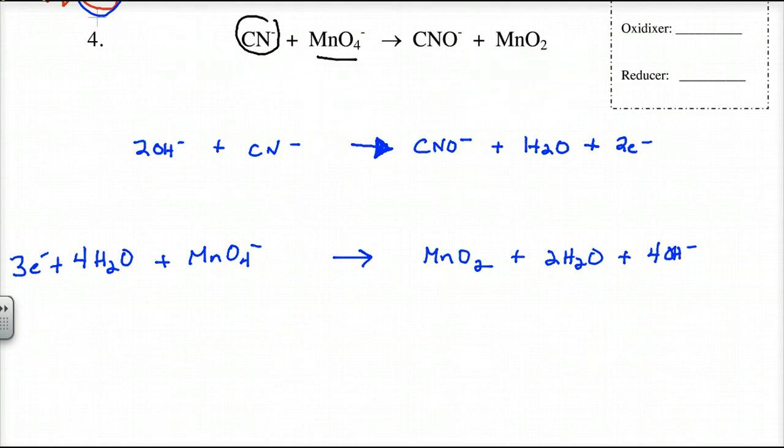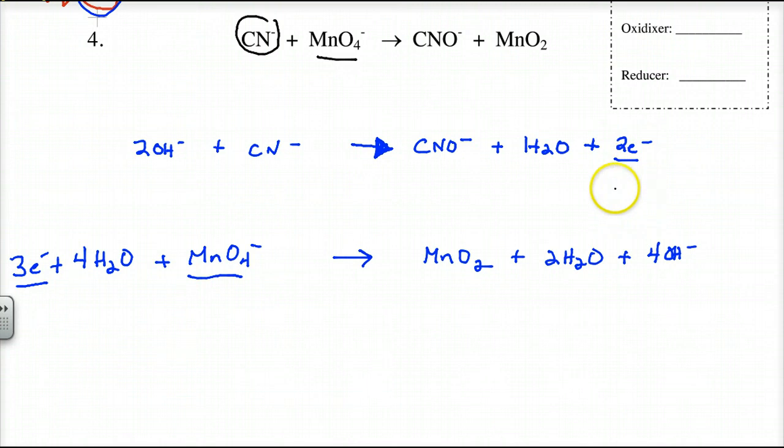Notice the problem here is that the MnO4, the permanganate ion, is accepting 3 electrons from the cyanide, who's giving off 2. The problem that we have, obviously, is that there's an unequal number of electrons through these 2 half reactions. Cyanide's giving off 2, permanganate is accepting 3. Right now we're not balanced by charge because, of course, we're missing an electron somewhere. Can't do that. We have to balance our electrons.